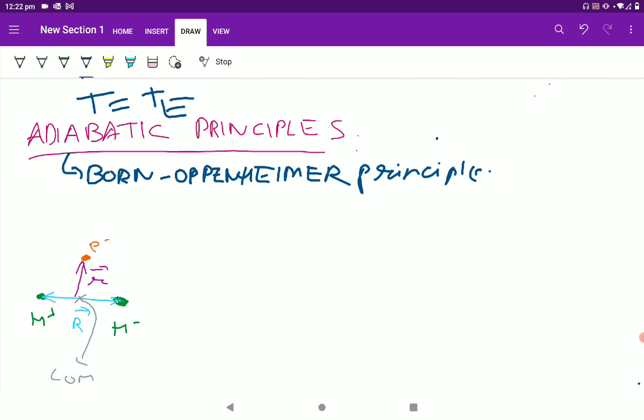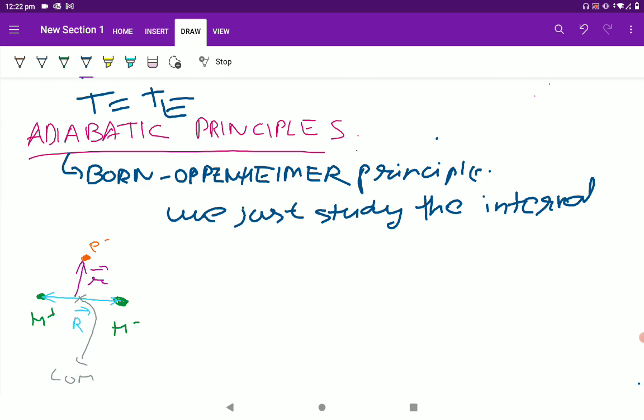So we don't study the movement of this hydrogen molecule around the center of mass. We just study the internal motion, that is vibration. So the important thing is the position of one atom with respect to the other and the position of the electron with respect to the center of mass.